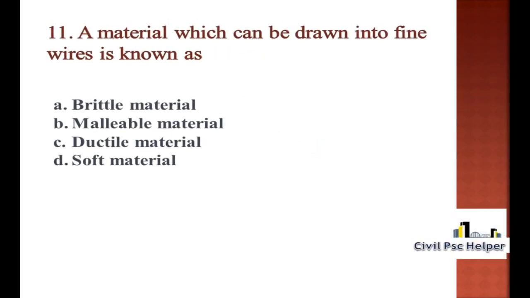11th question. A material which can be drawn into fine wires is known as option A, brittle material. Option B, malleable material. Option C, ductile material. Option D, soft material. The material which can be drawn into fine wires is known as ductile material. Option C is correct.